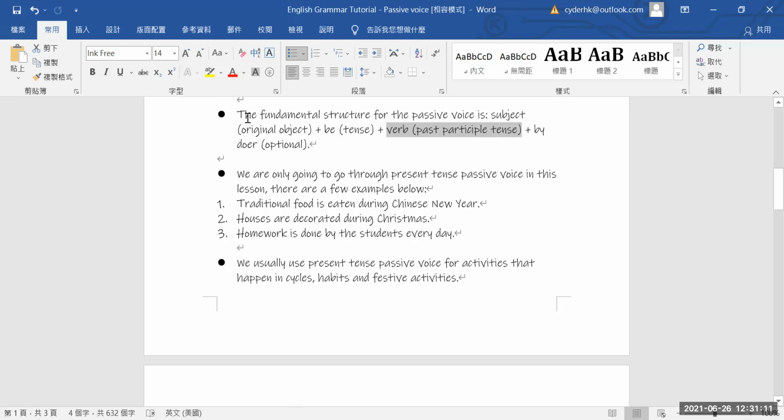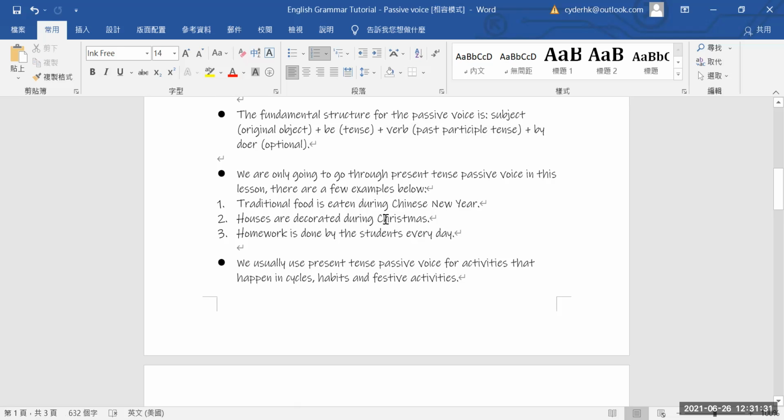And plus by doer, I already said it, this is optional. Here, we don't have by doer because we don't know the doer. We're not clear of the doer, or we don't want to say the doer. So there is no doer or object in this passive voice sentence: during Chinese New Year.